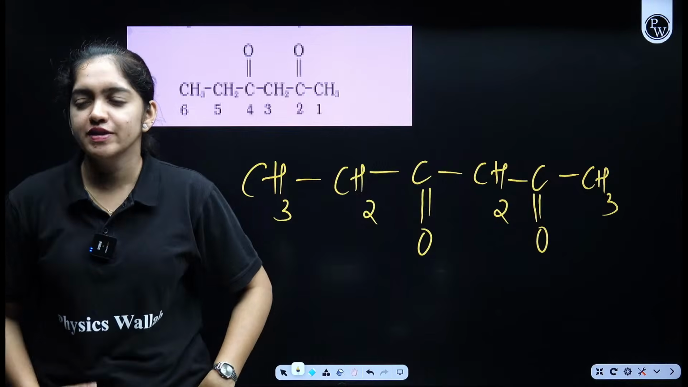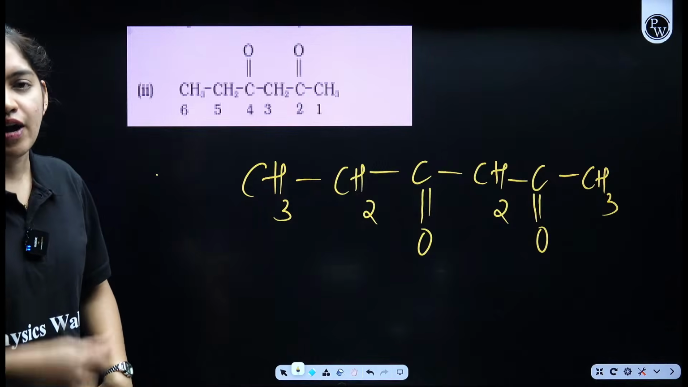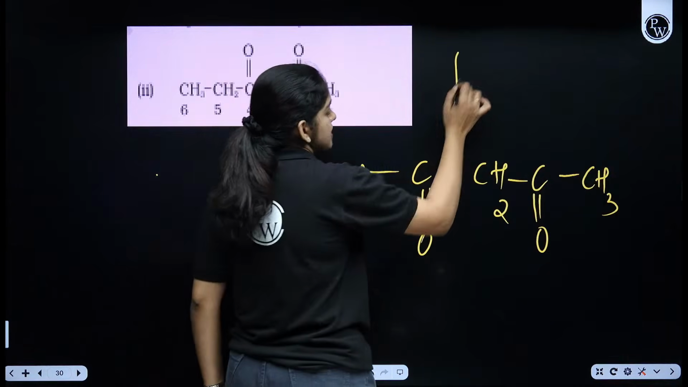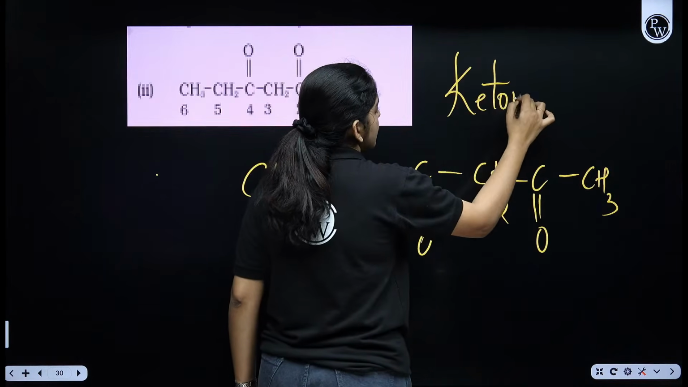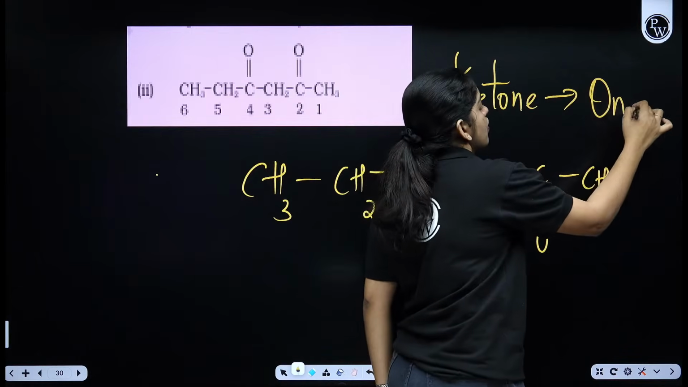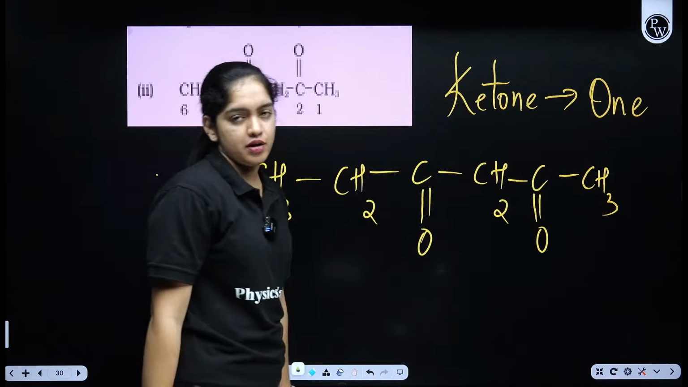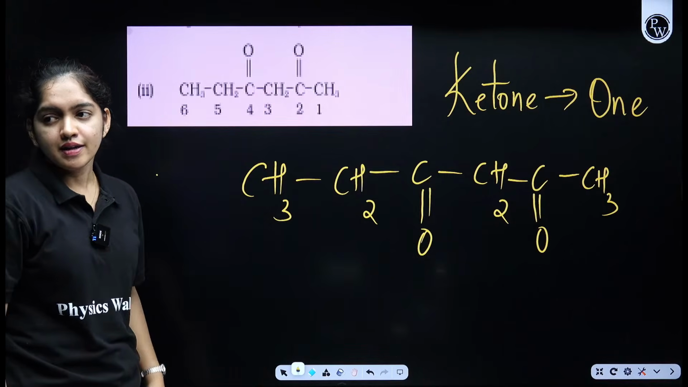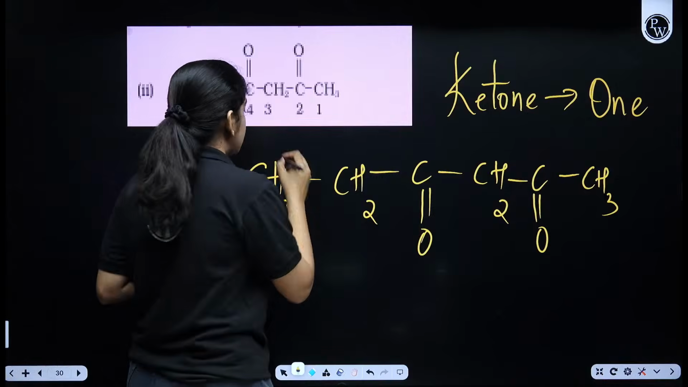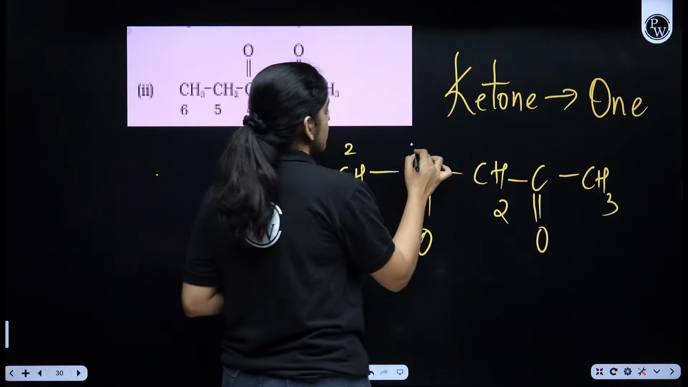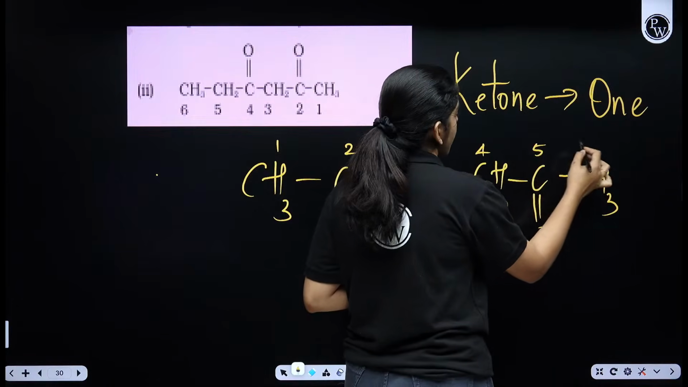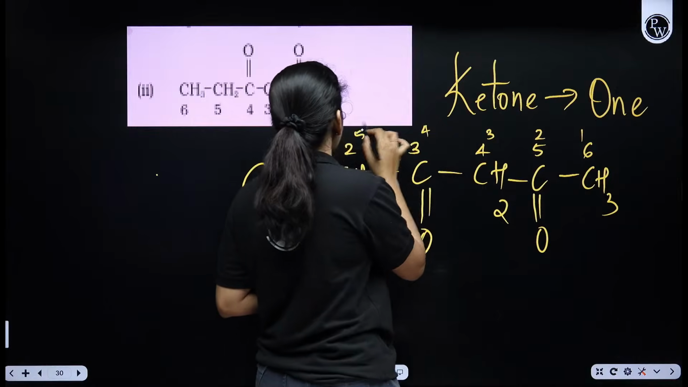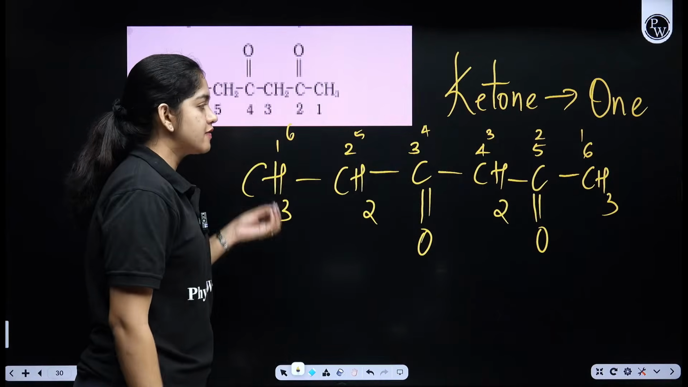What will be the name of this compound? And what is the name of the functional group present here? If C double bond O is present, it is known as what? Ketone group, and the name will end with -one. Okay, ketone group. So we can give the numbers 1, 2, 3, 4, 5, 6. Opposite also, 1, 2, 3, 4, 5, 6. Opposite also we have done the numbering.